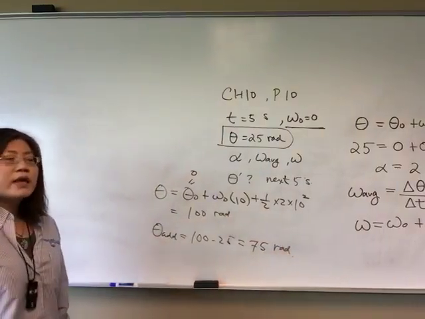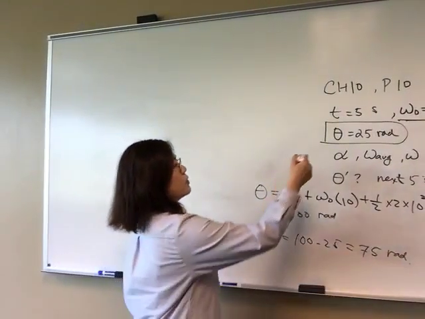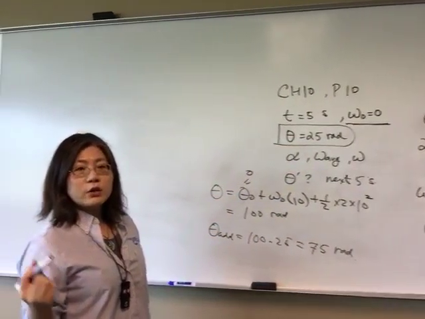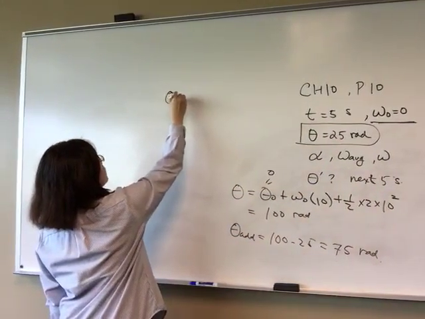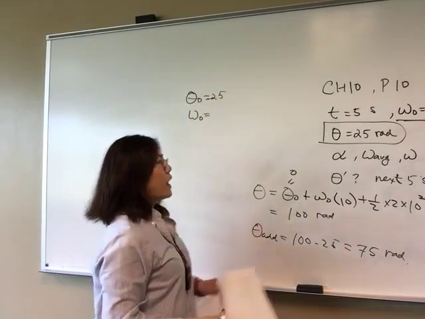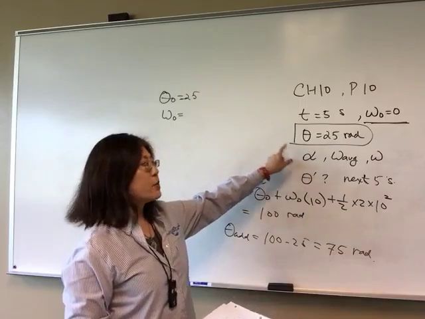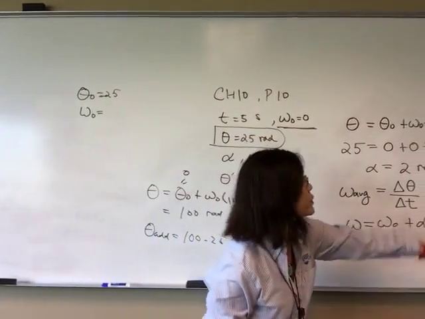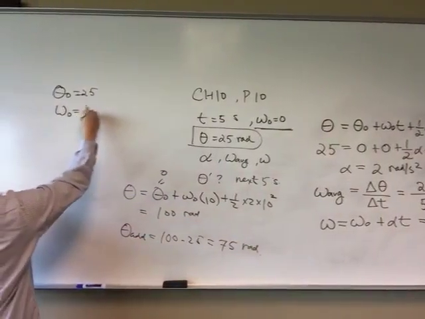Okay. The other way you can do this is to take this theta, 25, to be the initial. If you take this as your initial, then your initial velocity will be the velocity we calculated at time equal to 5 seconds, which is 10 radians per second.